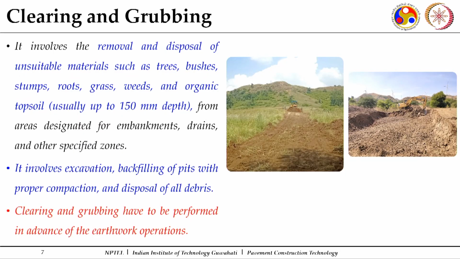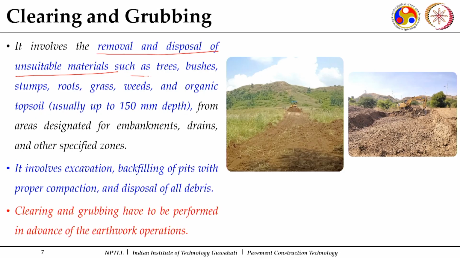Now once the site is made clear, then the clearing and grubbing needs to start. It involves removal and disposal of unsuitable materials, specifically exactly where you are going to have your formation width, or where exactly the pavement crust is to be constructed. Unsuitable materials may be in the form of trees, bushes, stumps, roots, grass, weeds and organic topsoils. Specifically, this organic topsoil is removed typically to a depth of around 15 centimeters. And if it is found good enough, we'll store it.